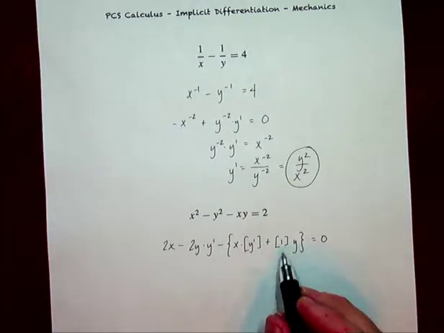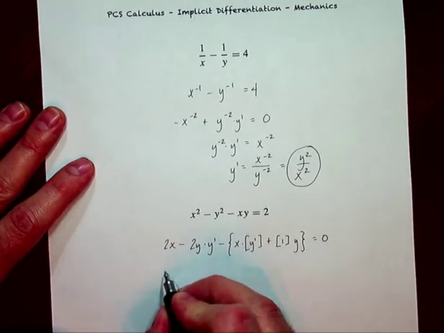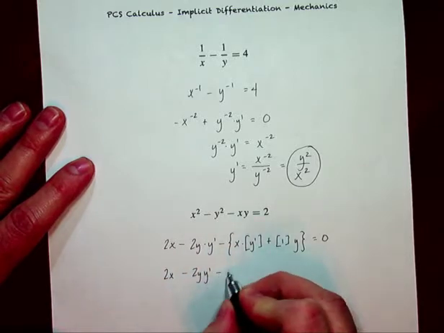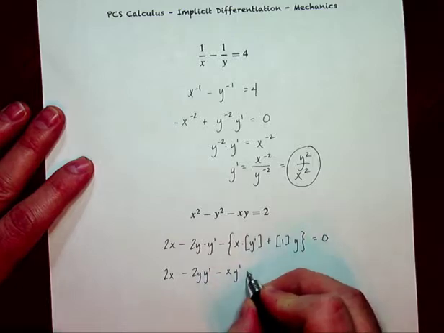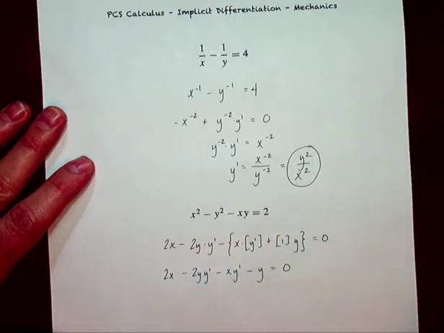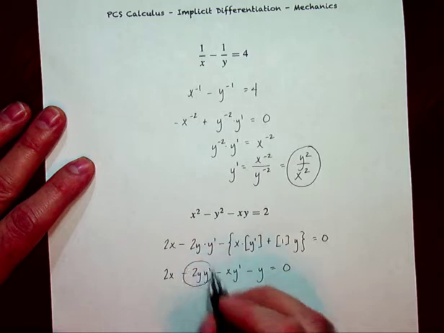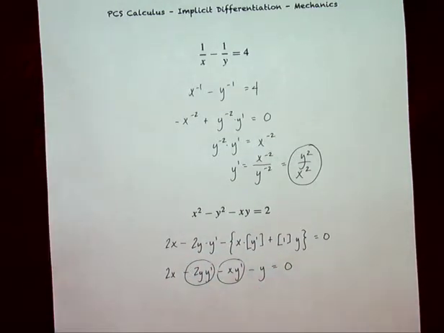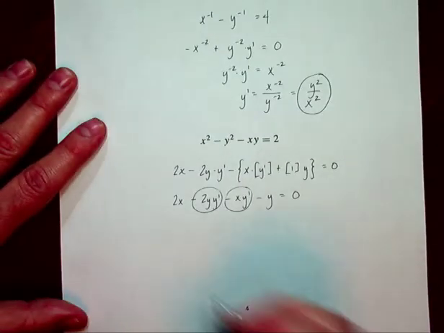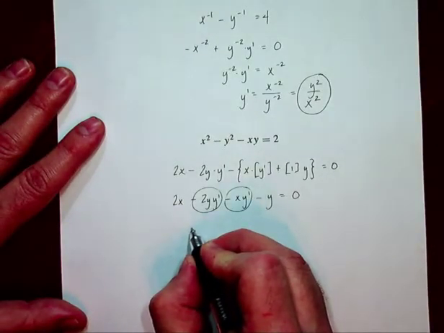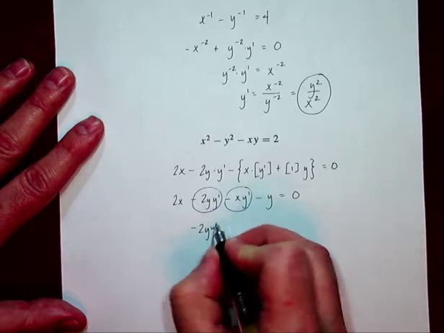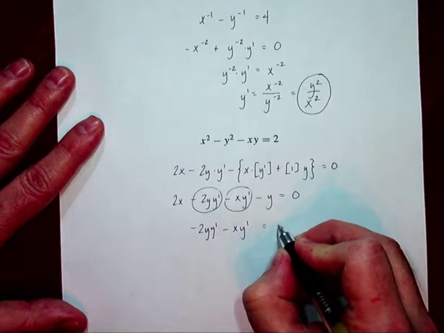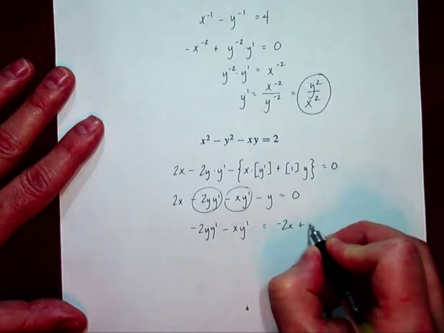Be careful to distribute the negative across, and we're going to get 2x. Let's go ahead and just rewrite it without the brackets and the braces before we start grouping things together. I notice that this term and this term have y prime. The other two don't. So we're going to send the other two over to the other side. Negative 2y prime, negative x y prime is equal to negative 2x plus y.